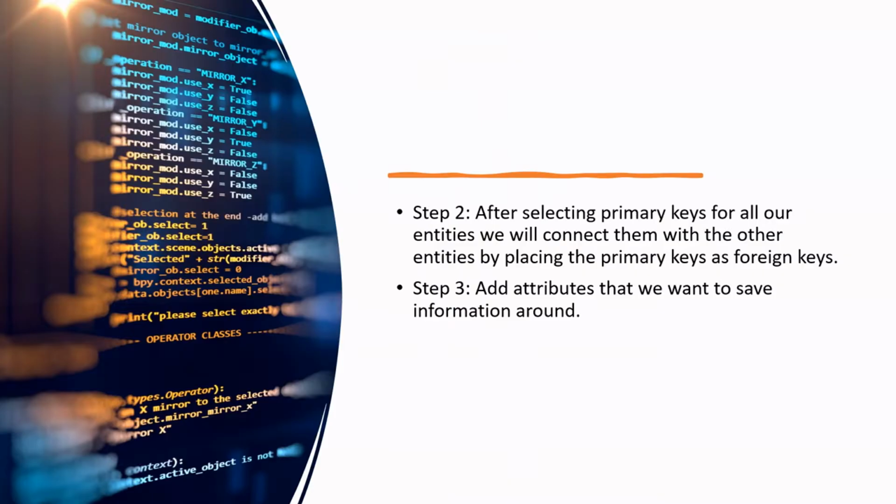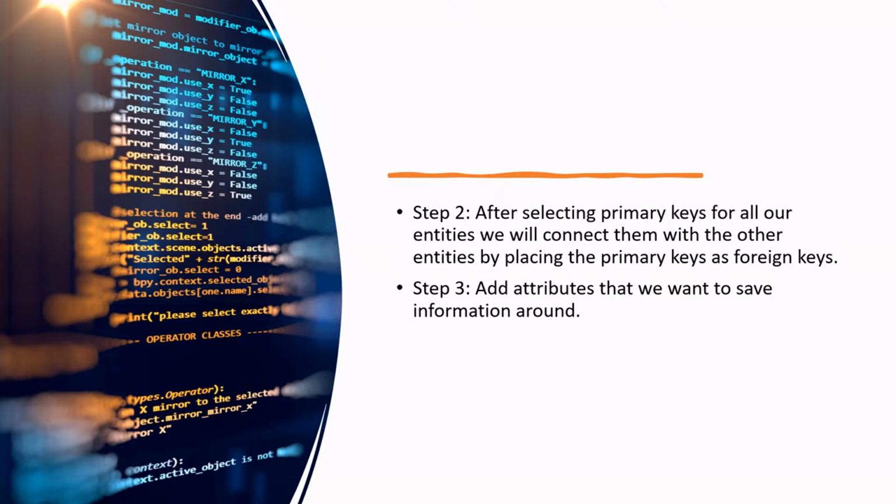That being said, step 2 after this is selecting primary keys for all of our entities that we will connect them with, and placing the primary keys as foreign keys inside of the other entity tables. Now, we're also going to include step 3 here, which is add attributes that we want to save information around.